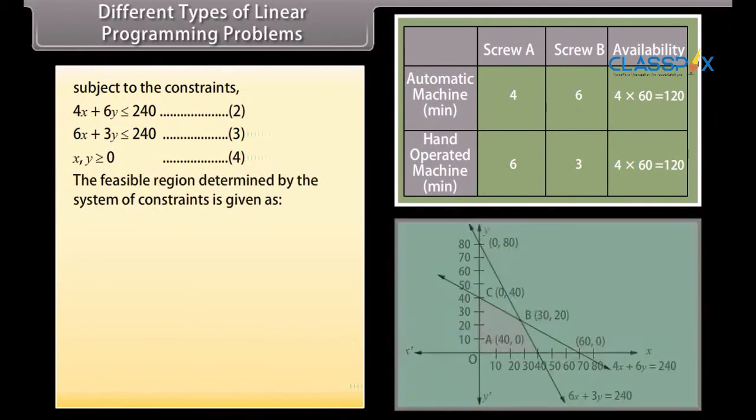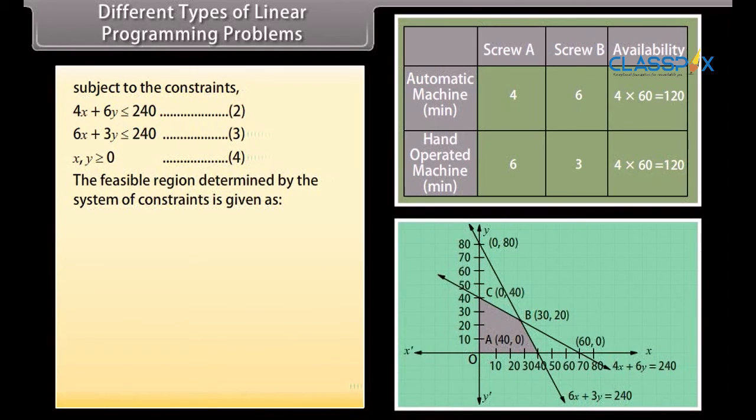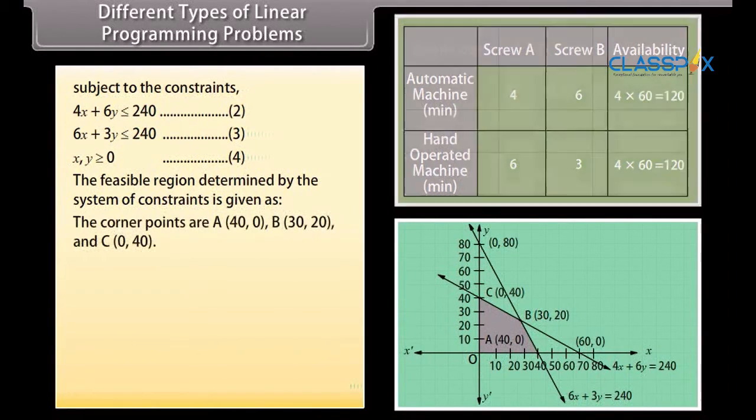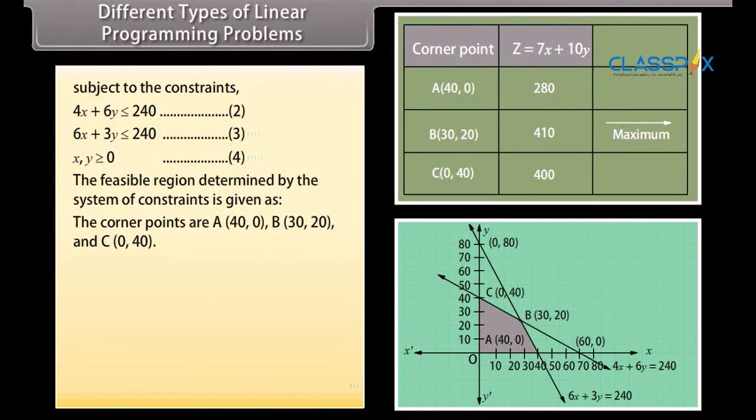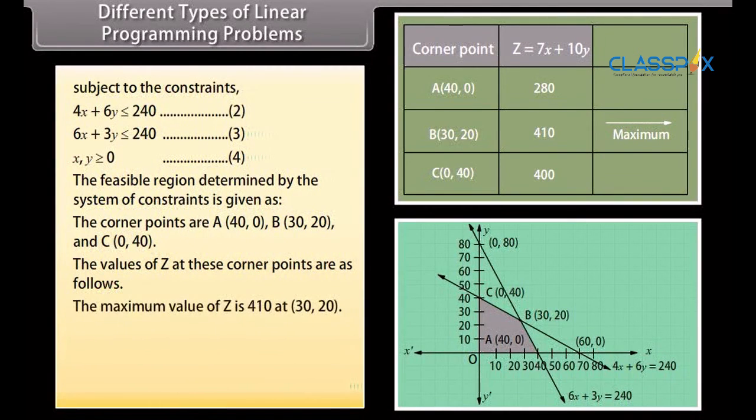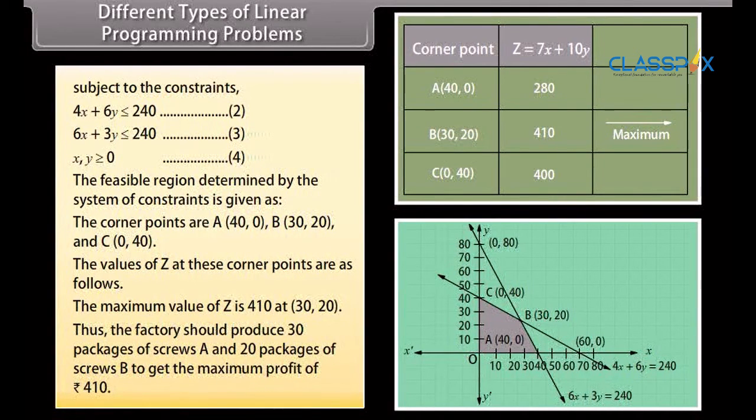4. The feasible region determined by the system of constraints is given. The corner points are A (40, 0), B (30, 20) and C (0, 40). The values of Z at these corner points are as follows. The maximum value of Z is 410 at (30, 20). Thus, the factory should produce 30 packages of screws A and 20 packages of screws B to get the maximum profit of Rs 410.